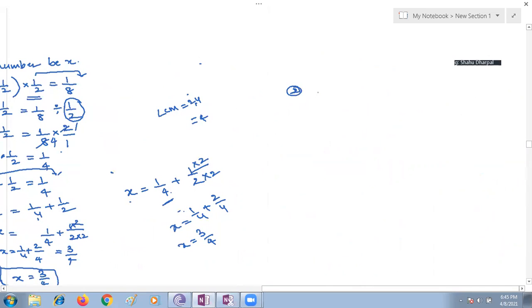Ma'am, and then we can assume the breadth as B. 154 equals the perimeter of the rectangle. Ma'am, 2 into (L plus B) is equal to 154. So 154 is equal to 2 into (L plus B).